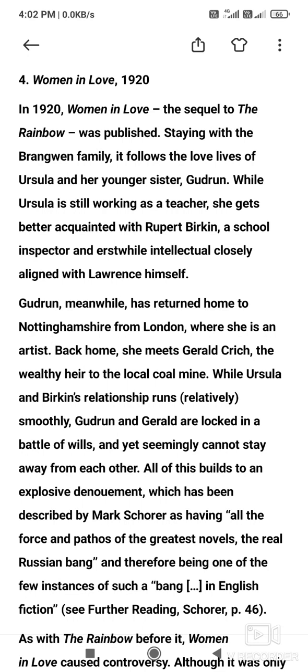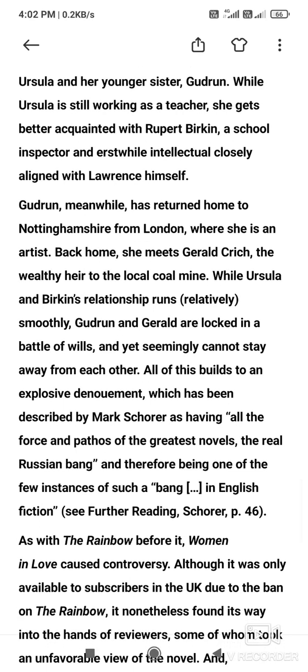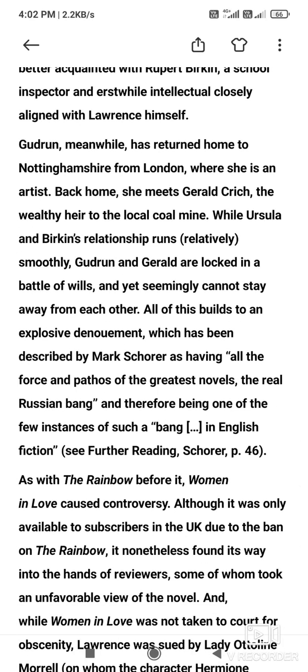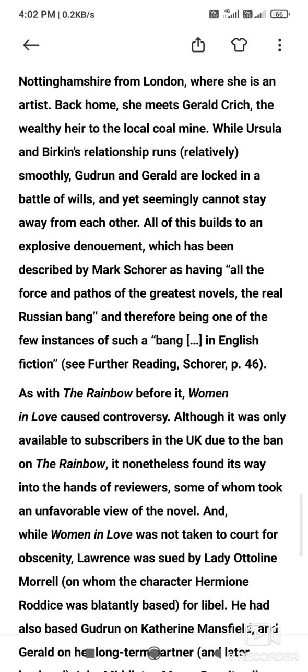While Ursula is still working as a teacher, she gets better acquainted with Rupert Birkin, a school inspector and intellectual closely aligned with Lawrence himself. Gudrun, meanwhile, has returned home to Nottinghamshire from London, where she is an artist. Back home she meets Gerald Crich, the wealthy heir to the local coal mine. While Ursula and Birkin's relationship runs relatively smoothly, Gudrun and Gerald are locked in a battle of wills, and they seemingly cannot stay away from each other, all of which builds to an explosive denouement. So this is the storyline of Women in Love.